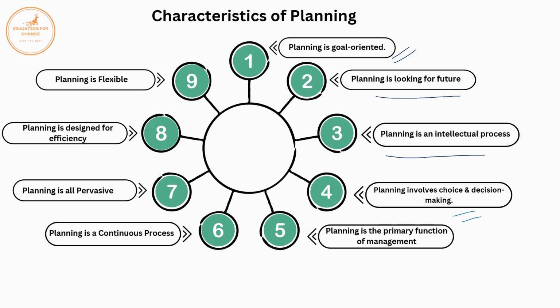Point number 5, planning is a primary function of management. Like budgeting is a financial thing, making a plan is a primary function. For making any organization upgraded, they need to make a plan. Point number 6, planning is a continuous process. It's not a static process, it's a dynamic and continuous process. It doesn't stop in one day or after 1 year. They need planning for 1 day also, 1 hour also, and 1 minute also. That is called planning.